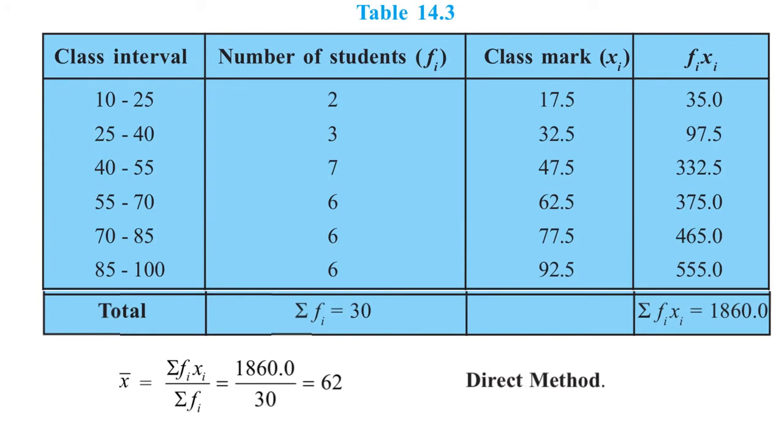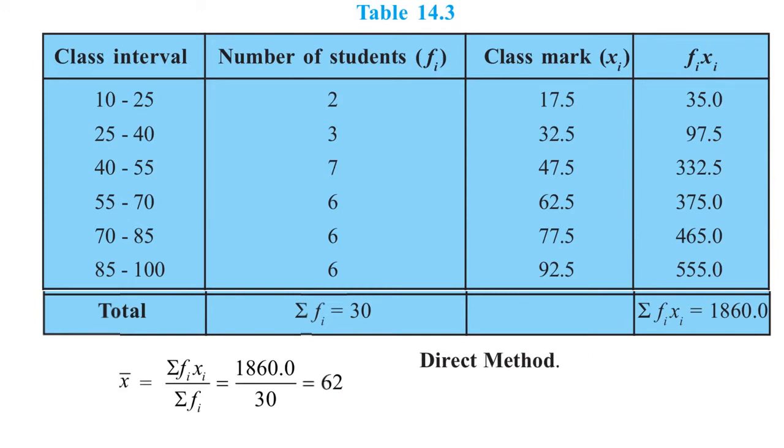So from ungrouped data, we have grouped the data in the form of class intervals. We took the class mark by taking the average of this class interval. And then we multiplied the frequency with the class mark to get this. We added this and this, and we divided this with this to get the mean. This is called the direct method.